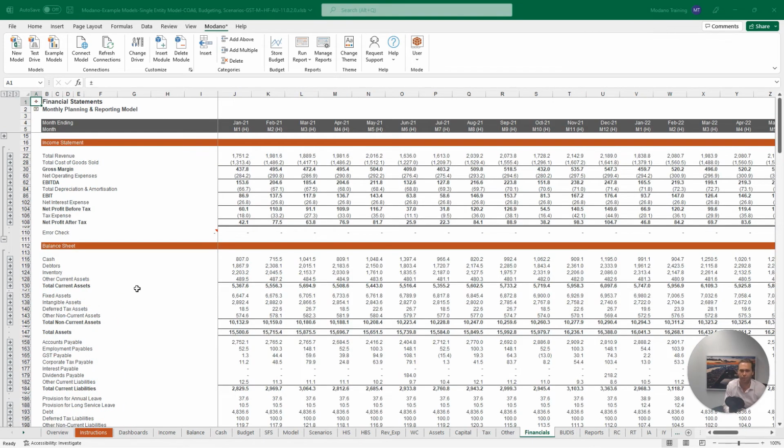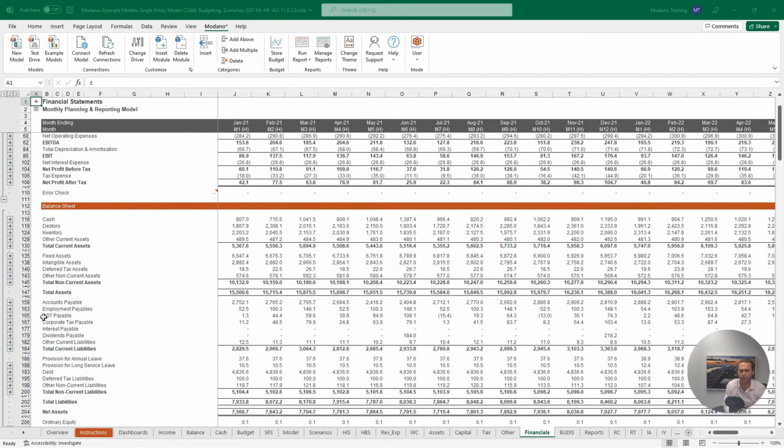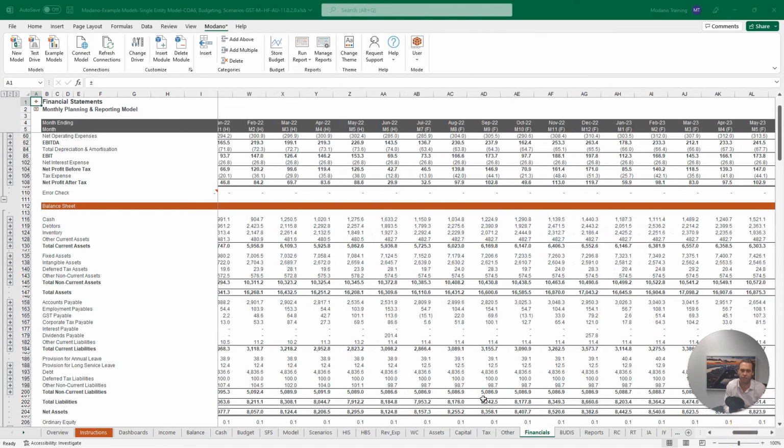Firstly, looking at the balance sheet, we can see our GST payable balance in our current liabilities. If we scroll across our time series to our forecast month of September 2022, we can see our closing balance of 69.6 decreasing to negative 13.1, or a GST receivable of 13.1 in October 2022.